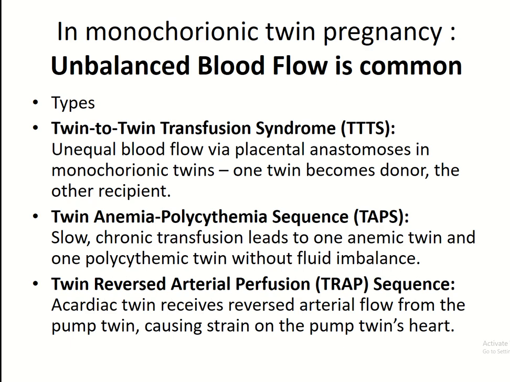The unbalanced blood flow in monochorionic monoamniotic twin pregnancy. Twin-twin transfusion syndrome: unequal blood flow in placental anastomosis in monochorionic twins. One twin becomes donor and the other twin recipient. The twin anemia polycythemia sequence: slow chronic transfusion leads to one anemic twin and one polycythemic twin without fluid imbalance. The twin reverse arterial perfusion sequence: a acardiac twin receives reverse arterial flow from the pump twin, causing strain on the pump twin's heart.